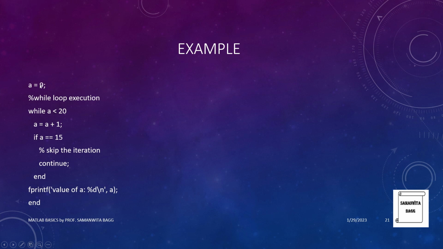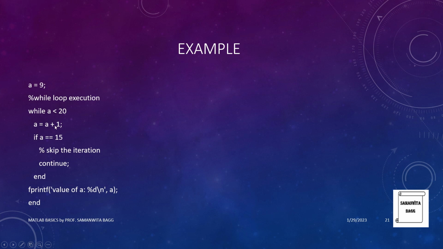Next, it will go back to the while loop. 10 is less than 20. Value is incremented to 11. It will skip the iteration and it will come here and print the value 11. Next, it will print 12, not equal. It will print the value. Then it will increment the value to 13. It will print the value. It will increment to 14. Not equal. Print the value.